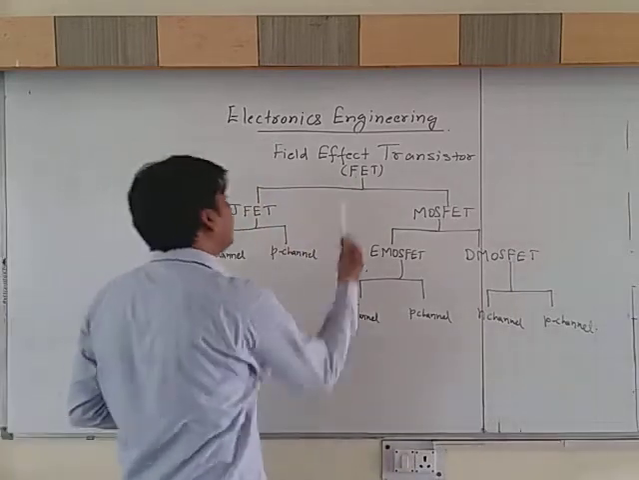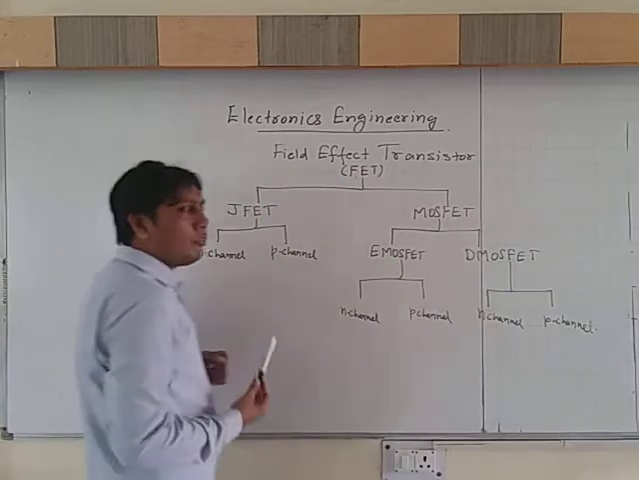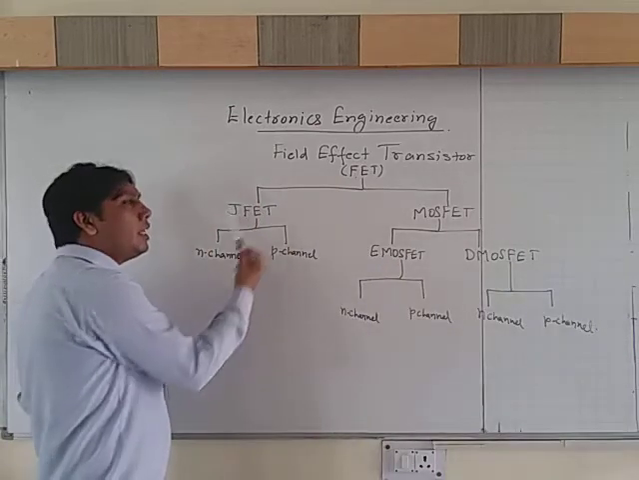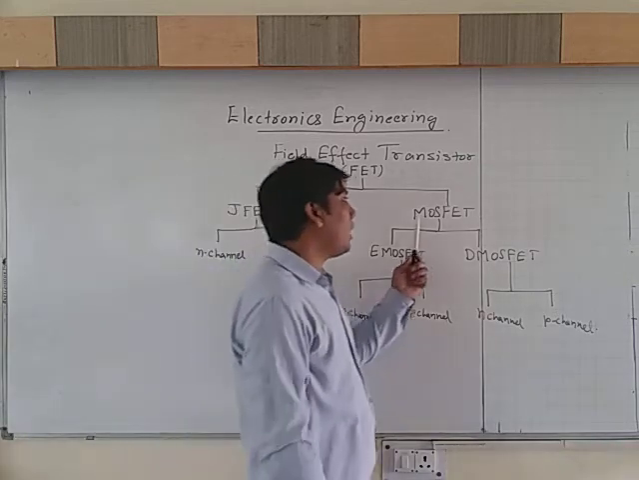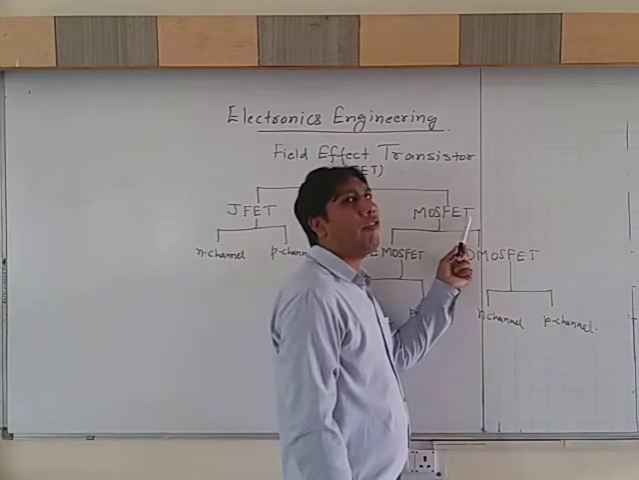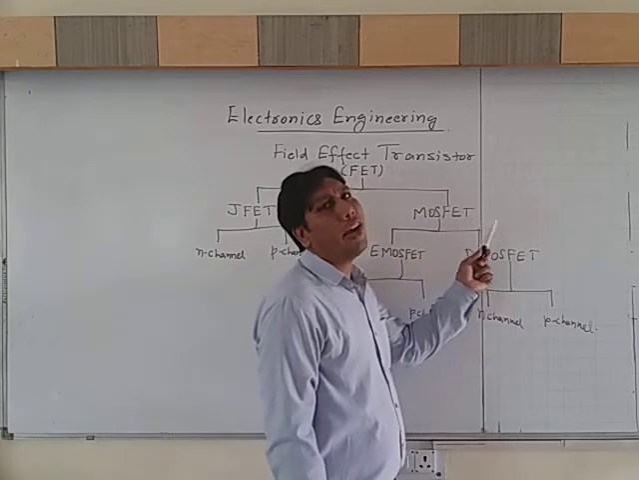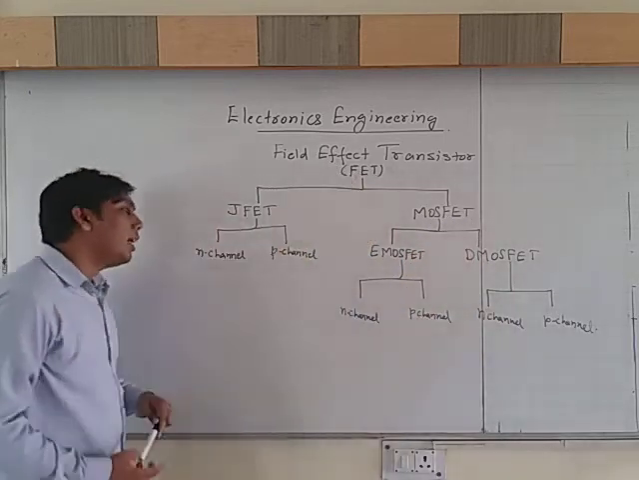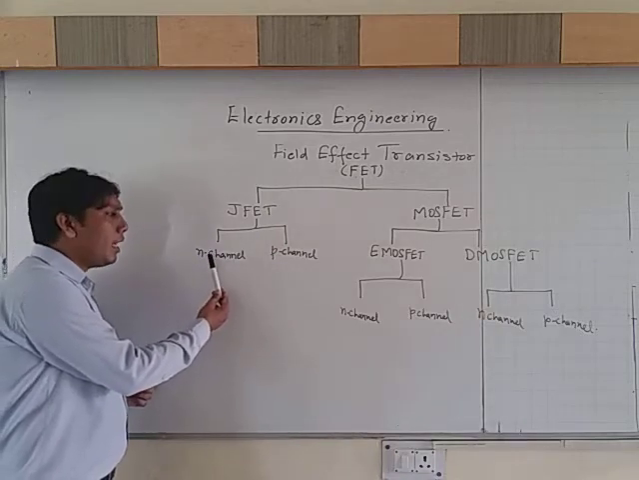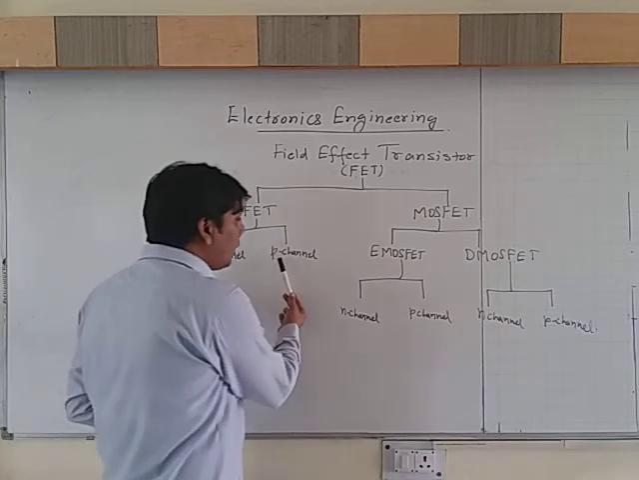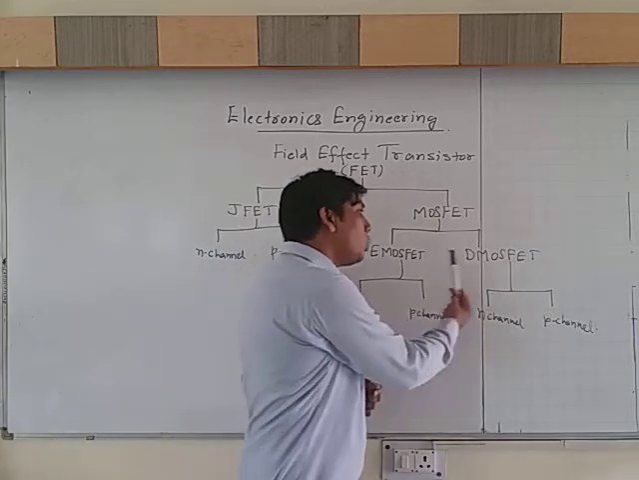Basically, the field effect transistor is classified into two types. The first one is JFET, that is junction field effect transistor, and the second one is MOSFET, that is metal oxide semiconductor field effect transistor. JFET is further divided into two types. The first one is N channel and the second one is P channel. MOSFET is also divided into two types.